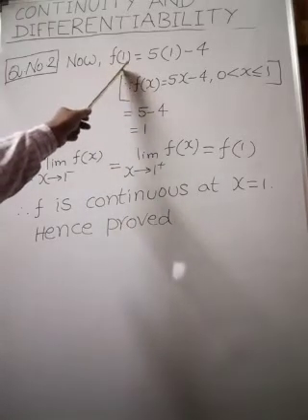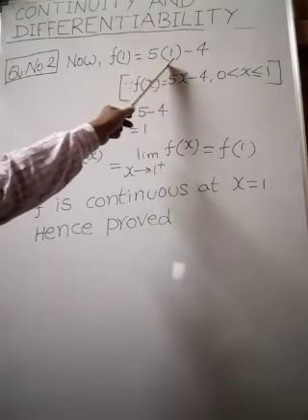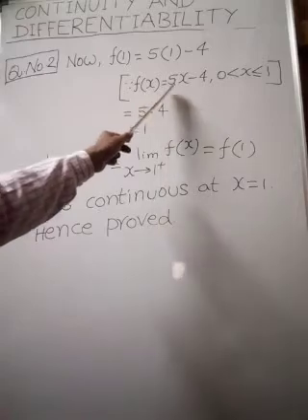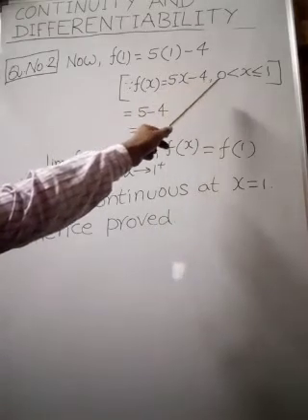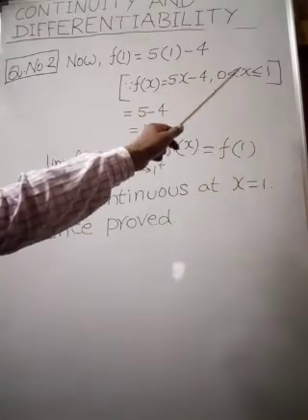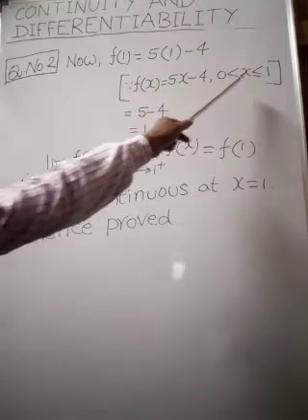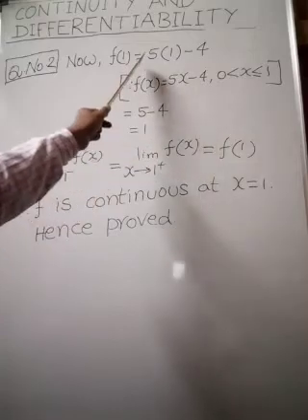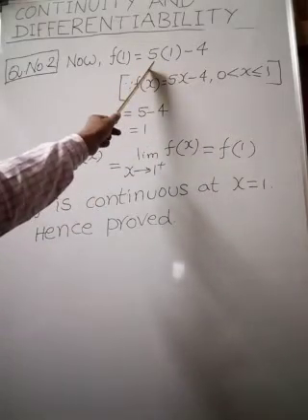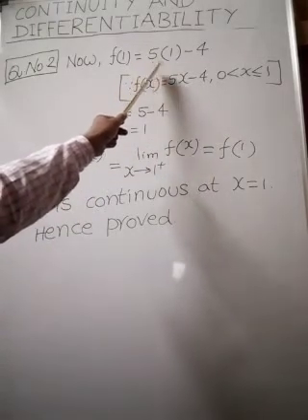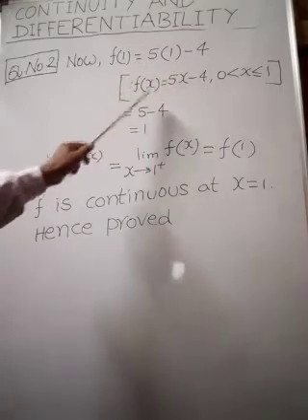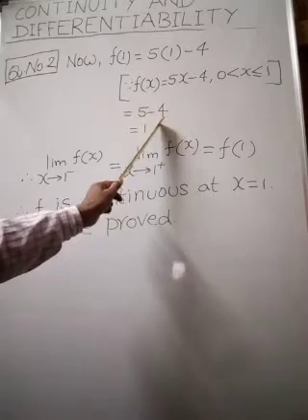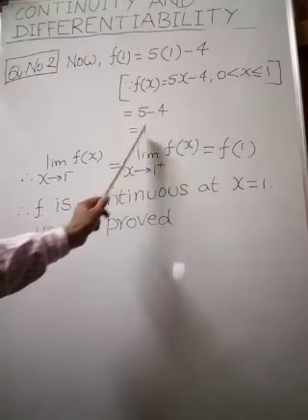So f of 1 is equal to 5 into 1 minus 4, because f of x is defined as 5x minus 4 when 0 is less than x less than or equal to 1. If the x value is 1, we can take f of x is equal to 5x minus 4. That is why we are taking this function, and in that function we are substituting x is equal to 1. By simplifying these two terms, what will you get? 5 minus 4.